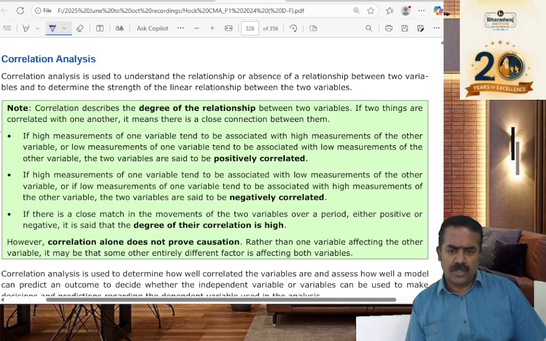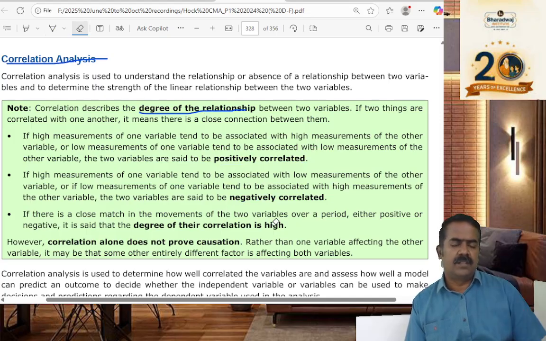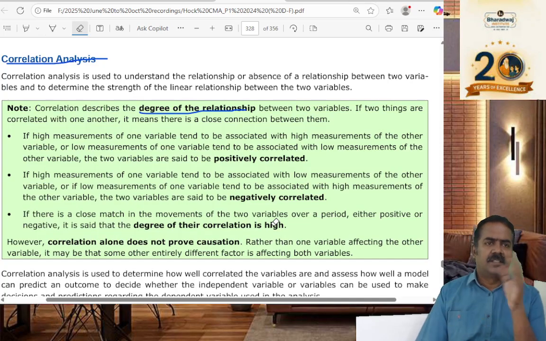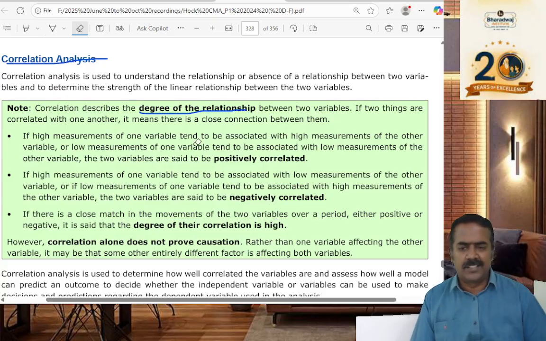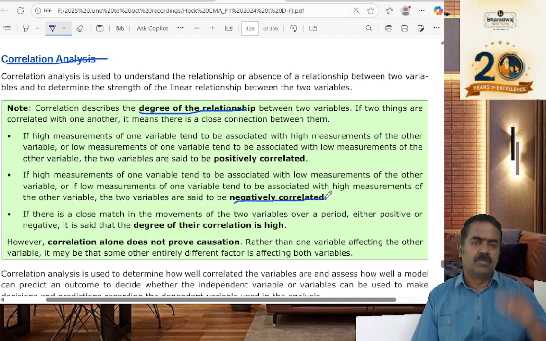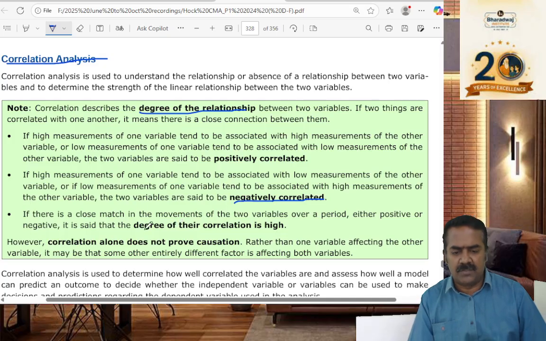Okay. So correlation helps you to find out the degree of relationship. As I told you, it helps you to identify whether it is positively correlated or negatively correlated. Example of positive correlation: supply and price. More supply, more price. More price, more supply. Example of negative correlation: demand and price. More price, lesser demand. Lesser demand, more price. Negative correlation will be there.